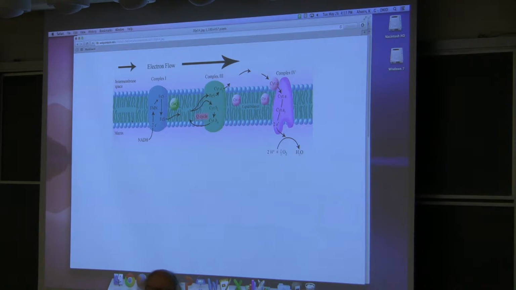And coenzyme Q has a very useful property. The very useful property is coenzyme Q can accept electrons in pairs, but it can pass them off one at a time. That turns out to be important because the rest of the system wants electrons one at a time.